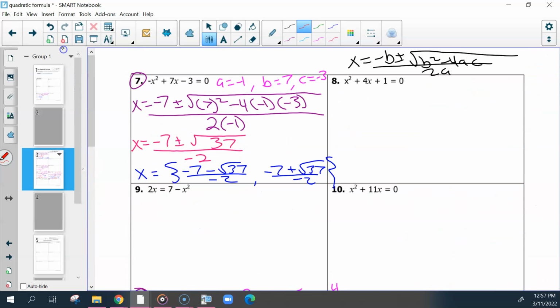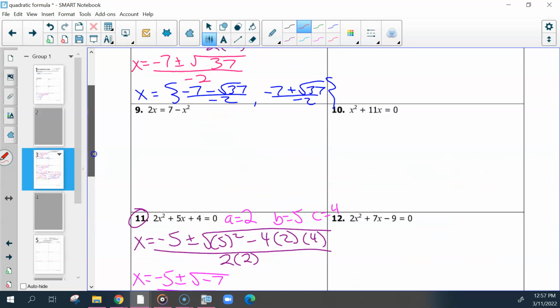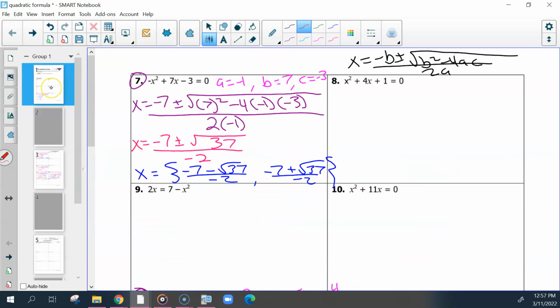This, we just put all the numbers into that. You may have fractions. They should be nice fractions. I'm not a fan of them. So once we have the A, B, and C, we're just putting it into that formula.